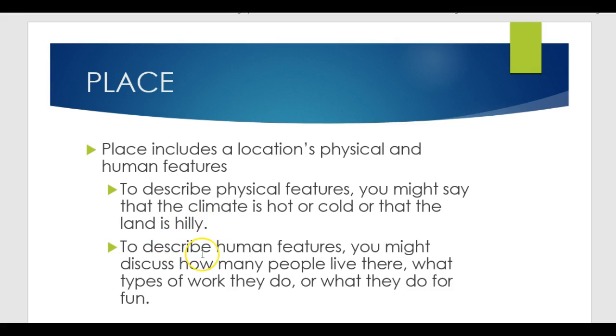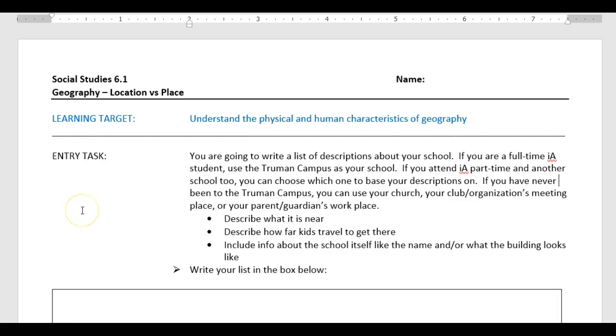Now, to describe human features of a place, you might discuss how many people live there, what type of work they do, or what they do for fun. The human features of place give us a good idea of the kinds of things that people are able to do in that place. Hopefully, those 2 slides help you to understand and remember the difference between location and place.